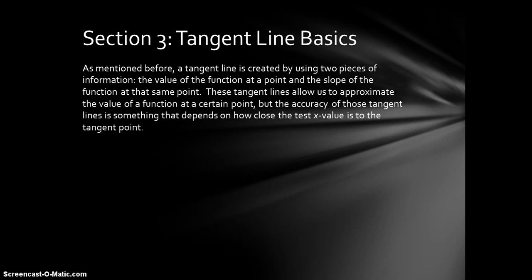Section 3, tangent line basics. As we mentioned before, a tangent line is created by using two pieces of information, the value of a function at a point and the slope of the function at that same point. Tangent lines allow us to approximate the value at a certain point, but the accuracy only lasts really close by that x value that we're dealing with.